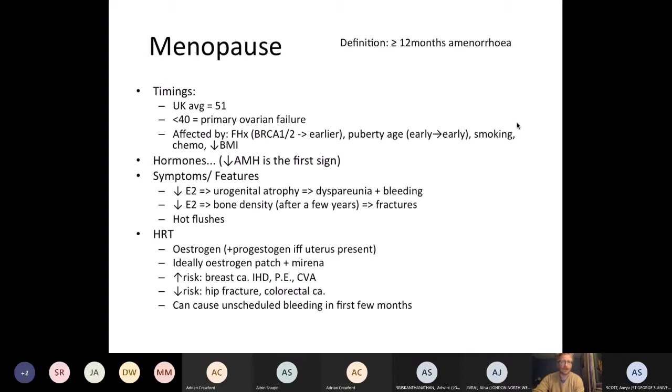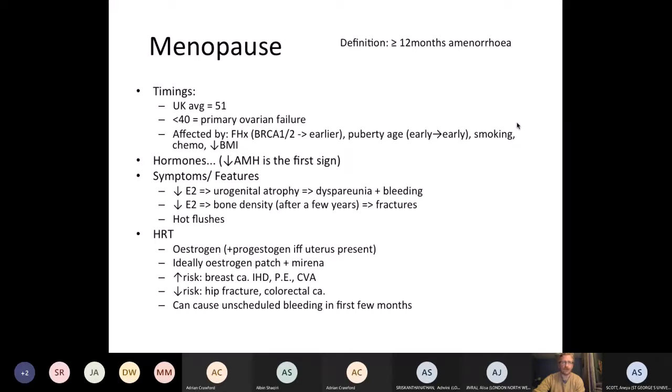So things that HRT puts you at increased risk of is breast cancer, ischemic heart disease, and then clots, so PEs, and CVAs, cardiovascular accidents, strokes basically, and lower risk of colorectal cancer and hip fractures. And the hip fractures sort of comes from what I was saying earlier about the low estradiol causing a reduction in bone density. For the first 2 or 3 months that a woman's on HRT, you can get unscheduled and irregular bleeding.